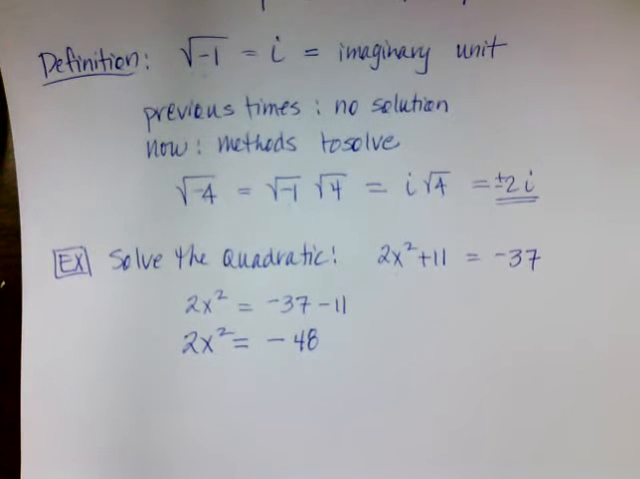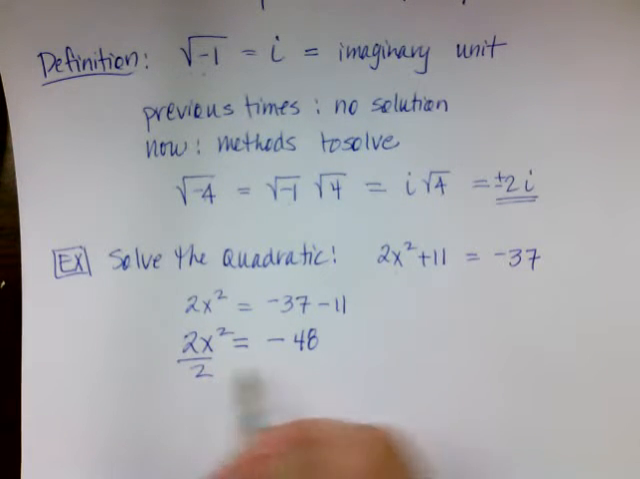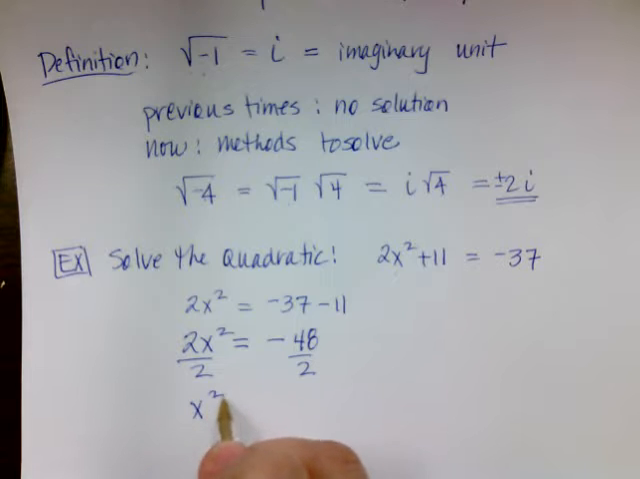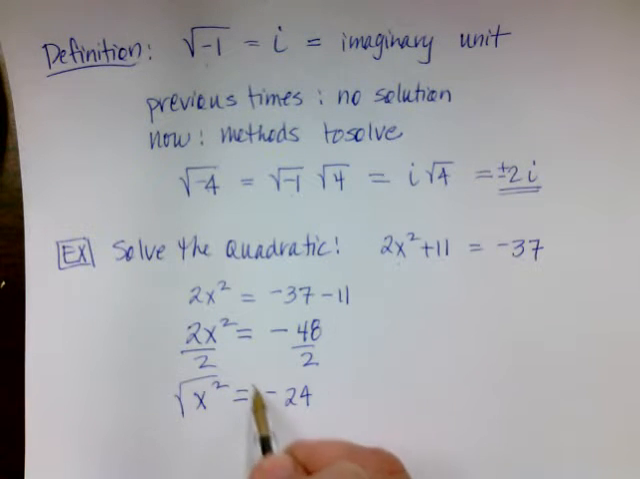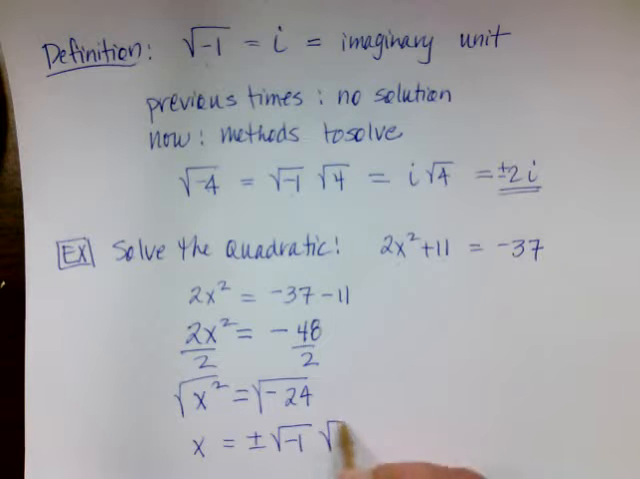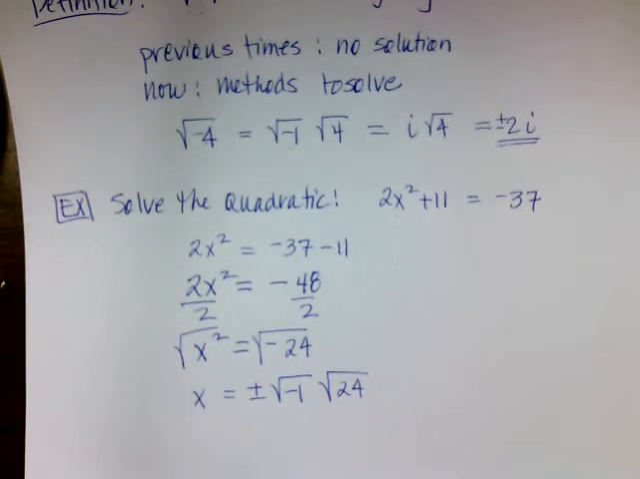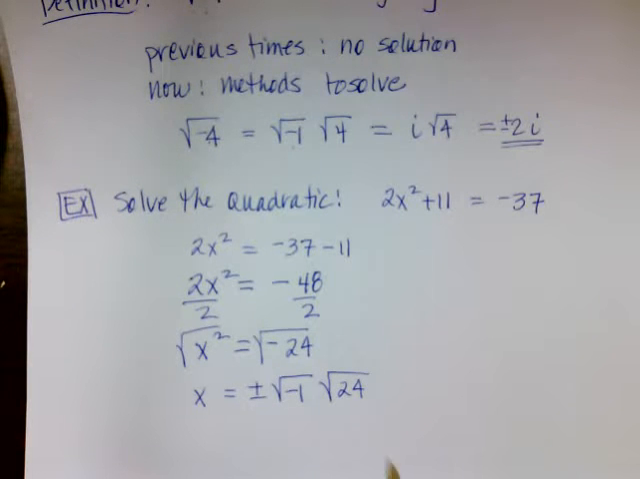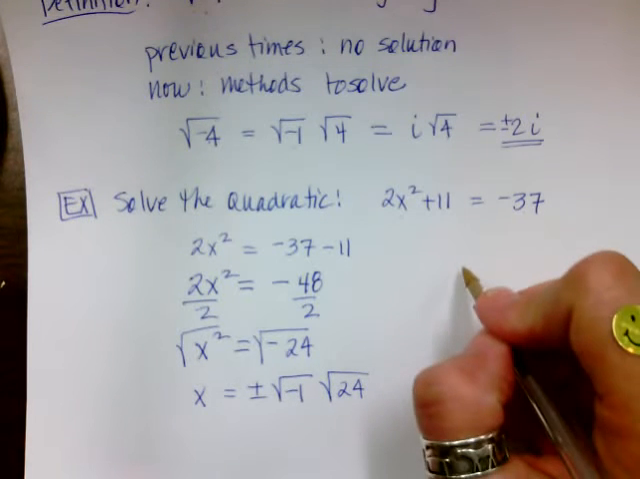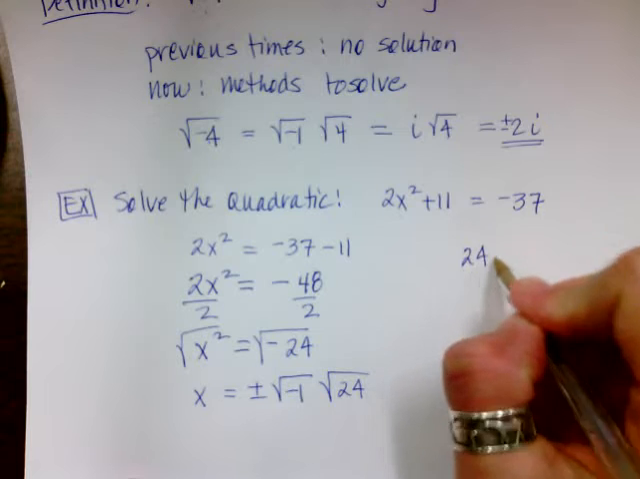Okay. Now I need to divide both sides by 2, and I'm going to get x squared is equal to -24. Now I need to take the square root of both sides, and I'm going to get x is equal to plus or minus the square root of -1 times the square root of 24. Okay? And then if you'll remember from our previous lesson, I'm going to reduce my radical. Okay?